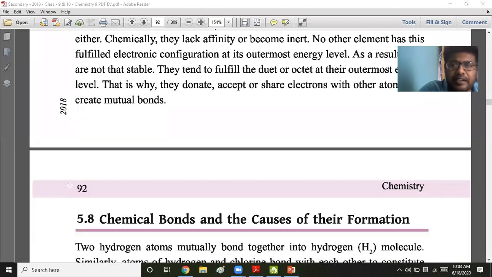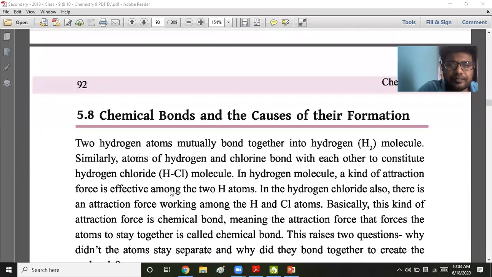This is page number 92. Is it clear? Yes, sir. Okay, this is page number 92, and my today's lecture is chemical bonds and the causes of their formation. Basically, my today's topic is chemical bonds and how they can form a bond.